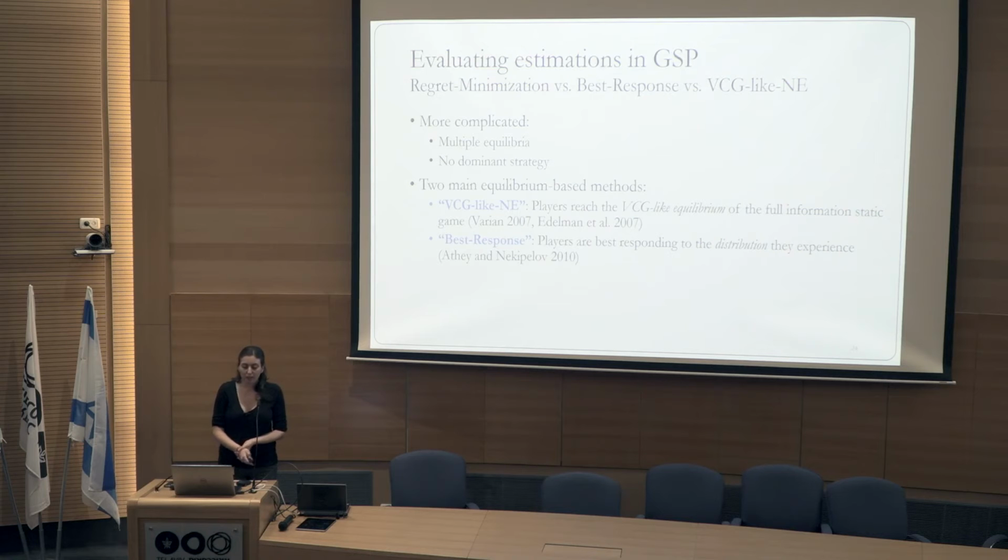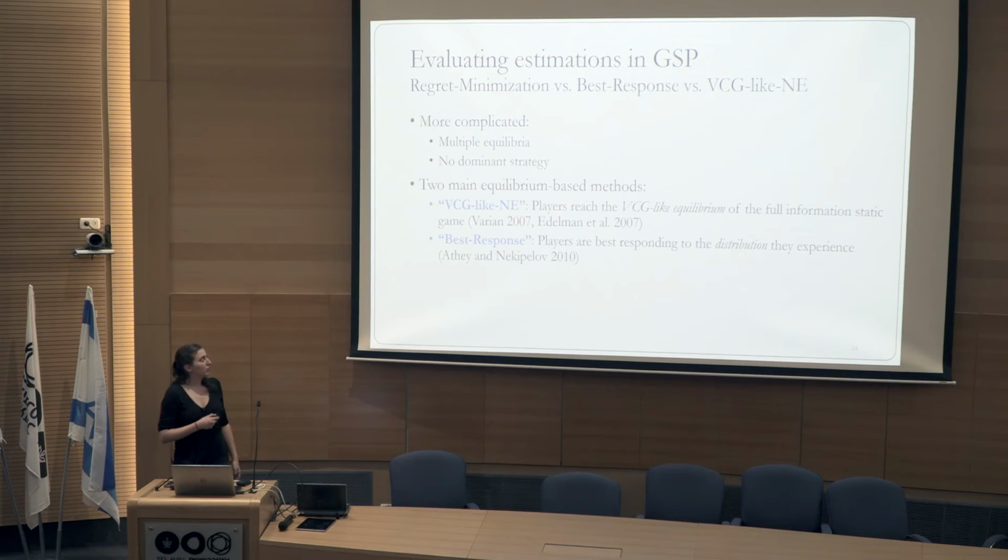And the GSP auction, this is more complicated for methods that rely on equilibrium, because here there are many equilibria and there is no dominant strategy, so it is less clear what should happen in this game maybe. And there are mainly two methods that were suggested in the literature for deriving estimates for bidders in GSP, and we use them to compare the regret minimization.